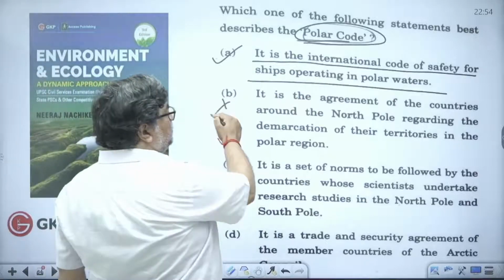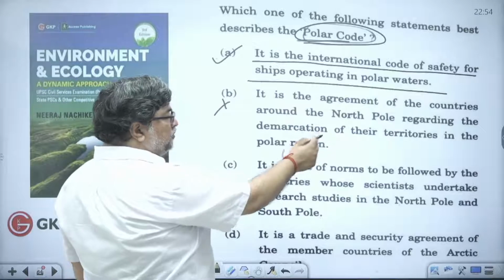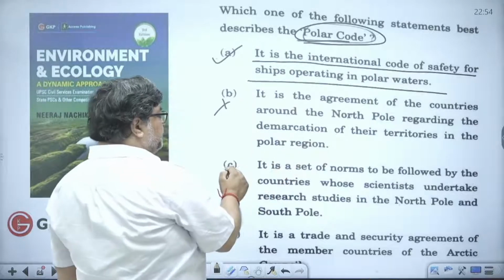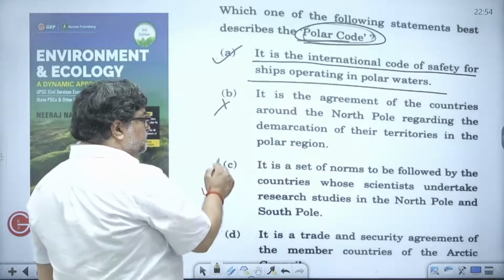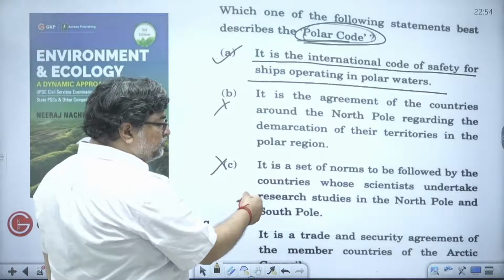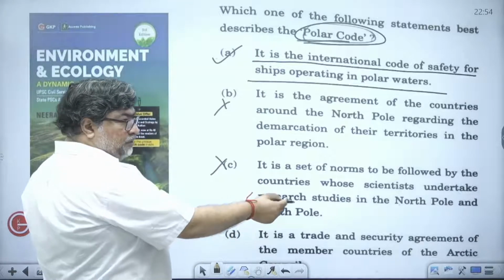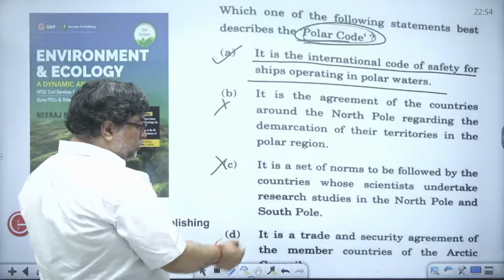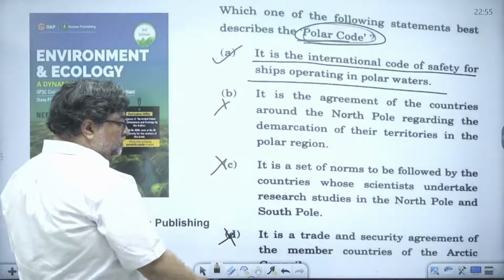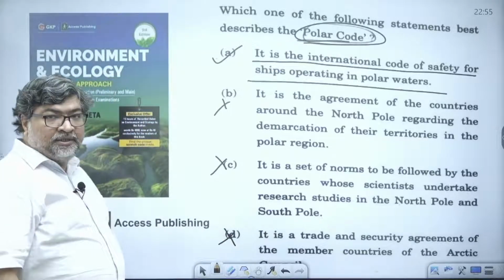The rest of them are wrong. An agreement of the countries around the North Pole regarding demarcation of their boundaries, that is where UNCLOS comes in. This is again wrong. A set of norms followed by countries' scientists to take research or studies in the North Pole and South Pole. This is also wrong. A trade and security agreement of the Arctic Council, wrong.